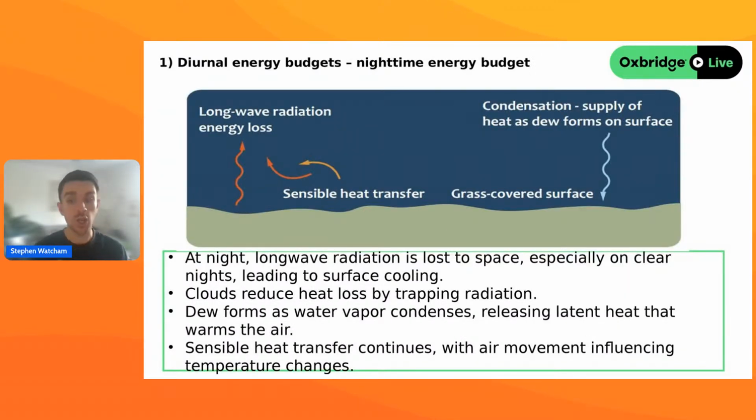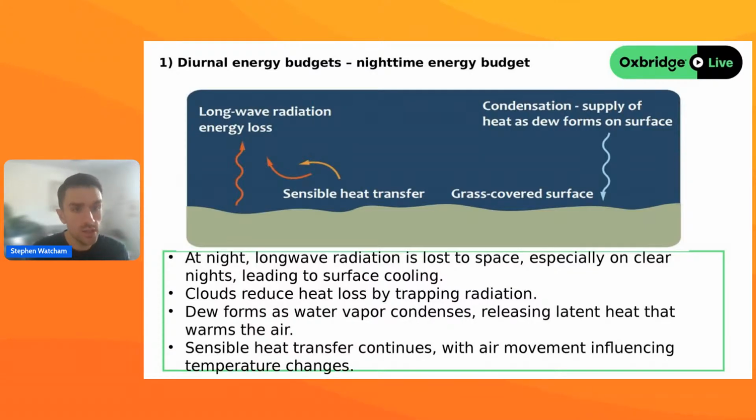Thankfully, the nighttime is a lot simpler. We have, again, long-wave radiation being lost to space. So all of that heat that was absorbed during the daytime is re-radiated at night as long-wave energy going back out to space. And when we have lovely clear skies, that can just go straight out. When it happens, the heat is lost from the surface, and so the surface cools down quite rapidly. Again, if you have clouds, that's going to reduce the amount of heat loss.